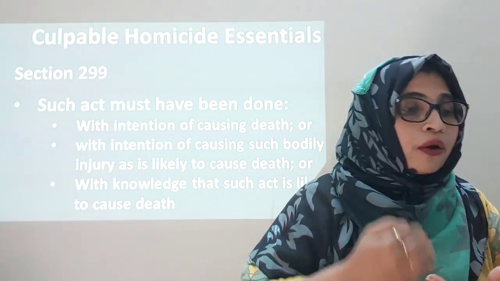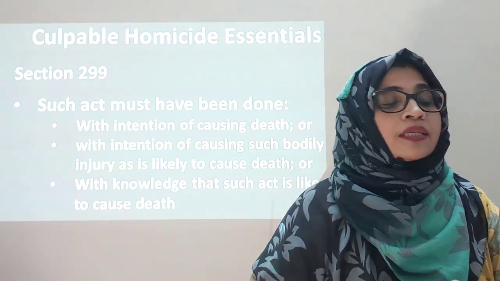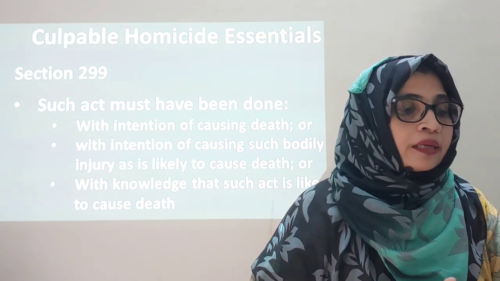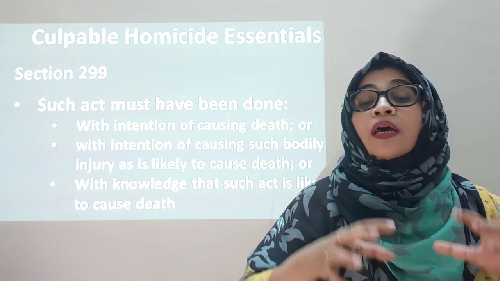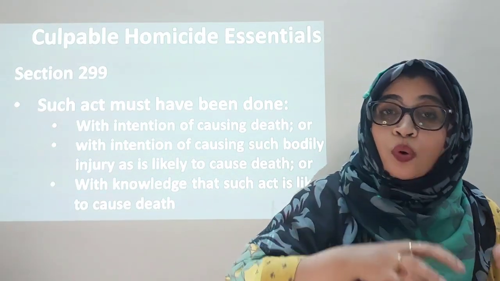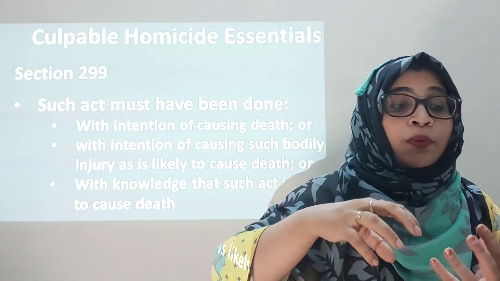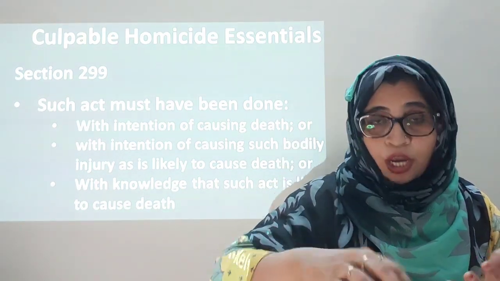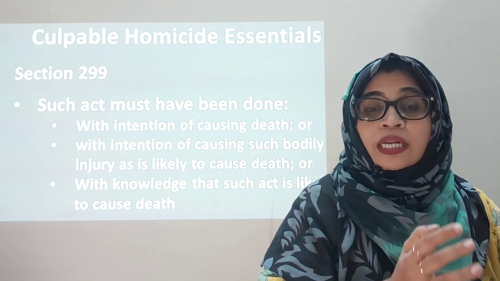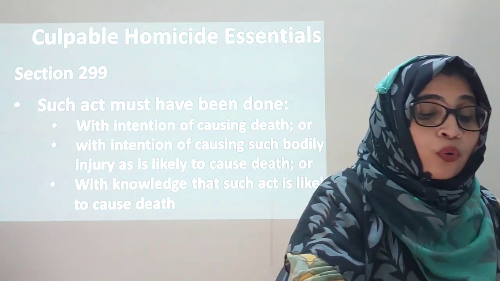Is it clear? Now we'll go to the next essential element of Section 299: with the knowledge that such an act is likely to cause death. Yes, the offender knows that if that bodily injury is committed, then that person will die. So these are all the essential elements which come under Section 299.